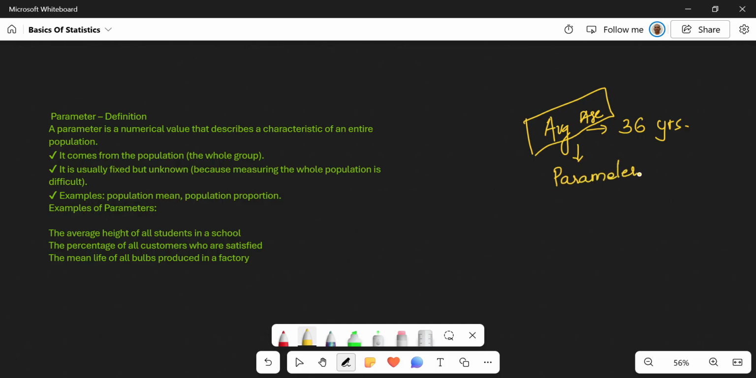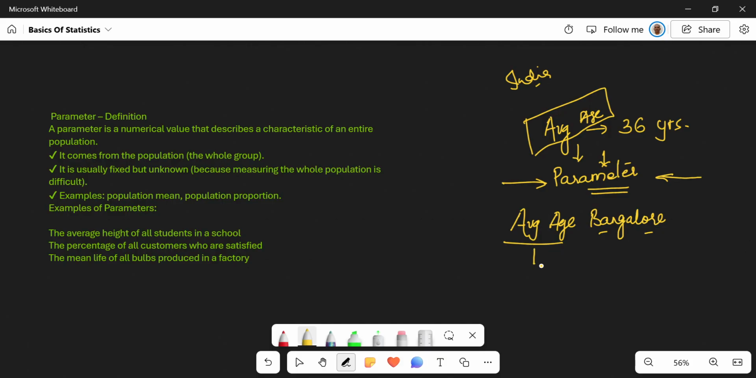So whenever I talk about some numerical measure of the entire population, that numerical measure is called a parameter, right? And whenever I talk about the measure of a sample, like the average age of people in Bangalore, right? Now my population is India's total population. Out of that, I'm taking only Bangalore. So suppose this average age comes out to be 38 years, right?